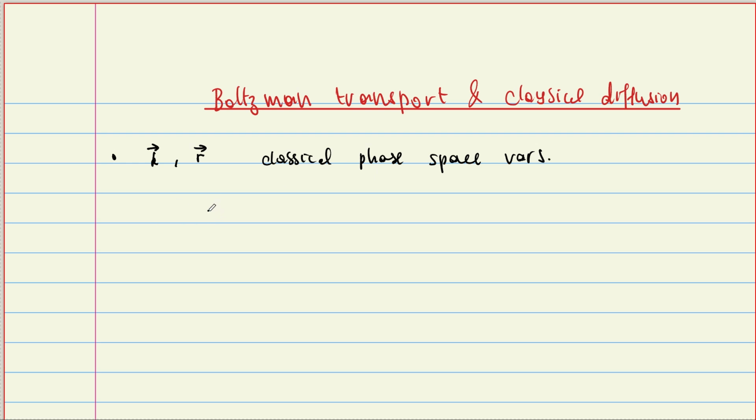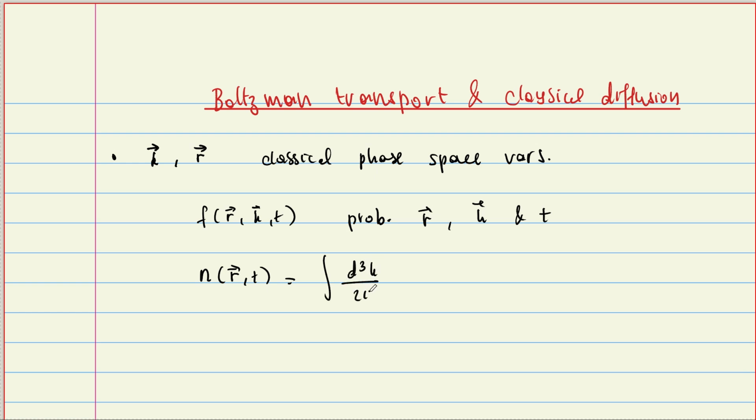We want to go beyond that and talk about occupation probabilities, f of r, k, and t. So we introduced a probability function. This is the probability that you have an electron at r, k, and t. At the moment we don't know what this is, but once you have this object, you can calculate all observables. For example, you can calculate density by summing over all possible k vectors, d cube k over 2 pi cube, f of r, k, and t. In the case of a spin system, sometimes people put 2 here, but let's not worry about spin at the moment. It is not relevant to the present discussion.